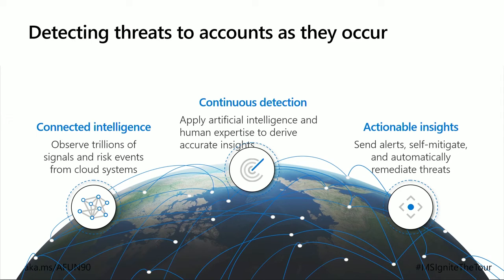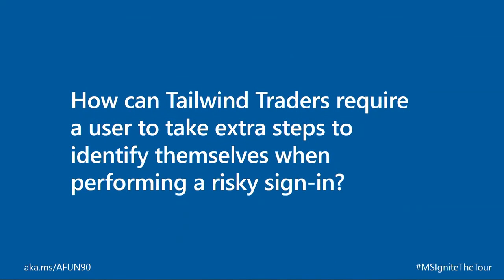How do we detect that things are risky? Good news is Microsoft does it for you. We can't see login behavior to your on-prem Active Directory. We do get to see the signals of the behavior of the login attempts that are coming to your Azure AD. So how can Tailwind Traders make sure that a user has to take on some extra steps to identify themselves if they're performing a sign-in that looks slightly out of the ordinary?